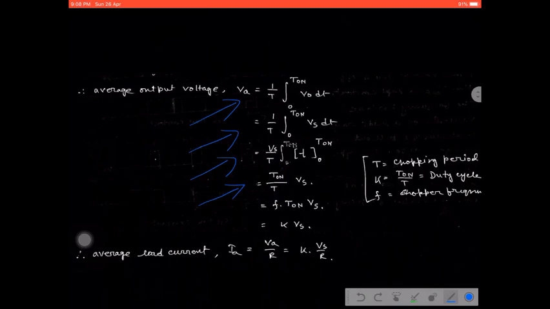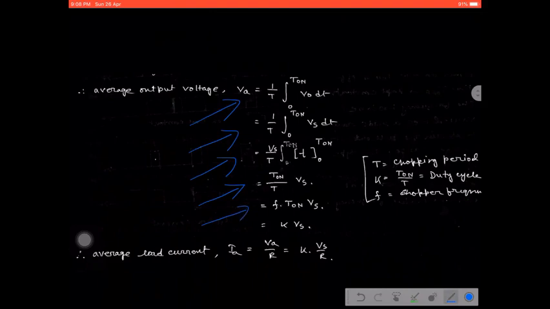That means we know 1 by T is actually frequency. So we can change the term, that is 1 by T equals f. That means we can replace this part by the f term here. Okay, fine. That is why we can simplify, that is equal to f into T on into Vs.